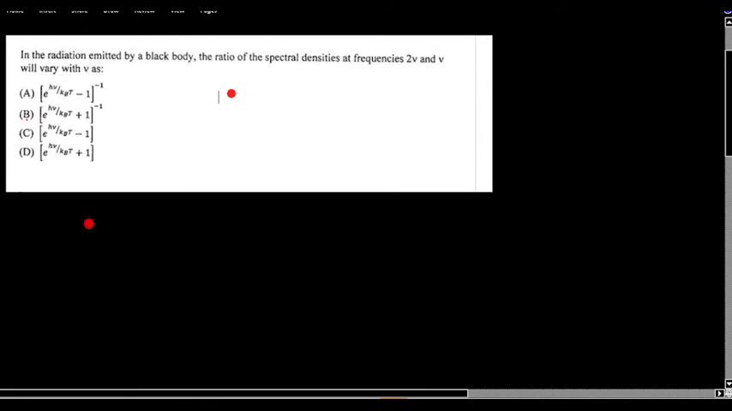The series is continuing, and we have already solved some of the questions. I think this is the fourth question that I am going to solve. This question is related to black body radiation, and we have just started the series in which we are discussing questions of quantum mechanics.